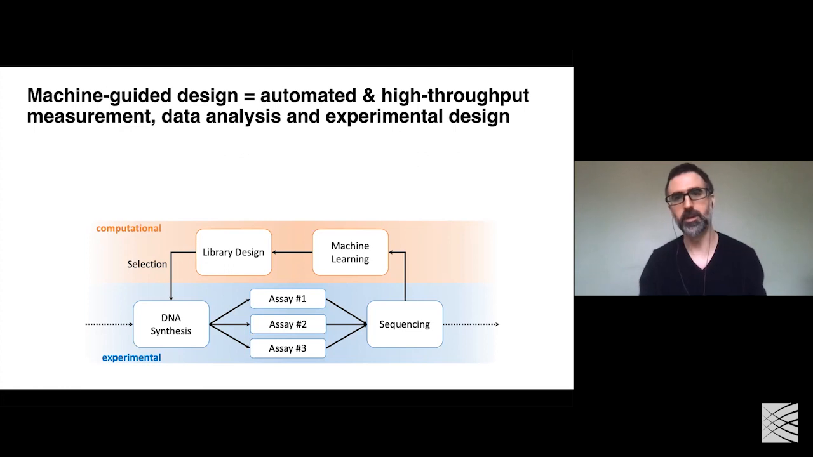So I spent the last few years trying to bring the different pieces of this workflow together. I would say what characterizes this machine-guided design, or you could call it model-guided design, is that each of these steps, the library creation, the measurement, often by sequencing, and then the data analysis and the experimental design, those are all automated in high throughput. And it's important to say that I was really excited about machine learning in the beginning to solve this problem of how do you automate the analysis.